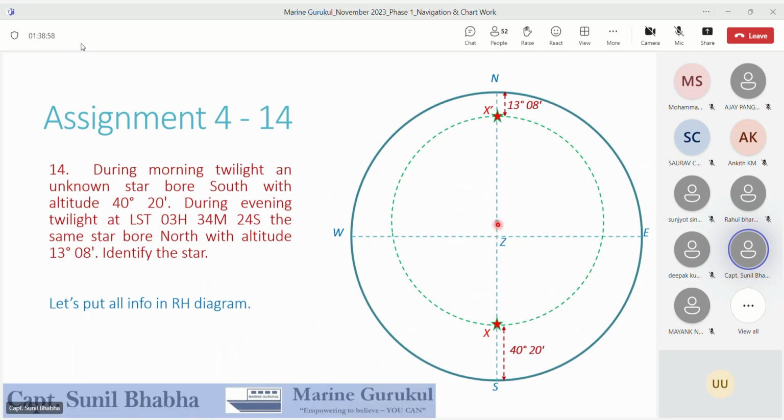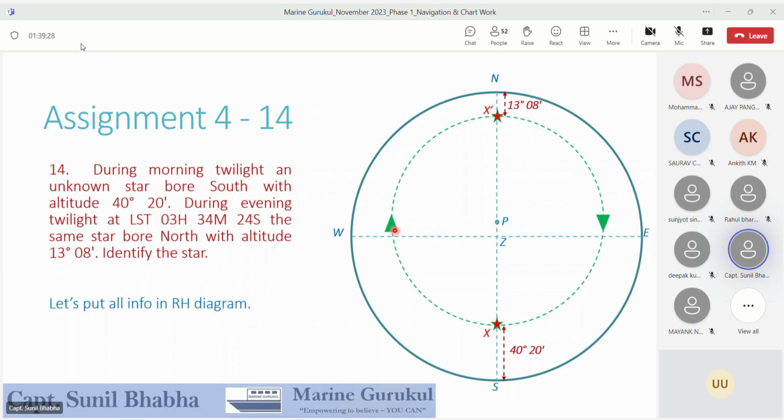The center will be north of Z because you see Sx distance is 40.20, which is much greater as compared to Nx dash, which is only 13.08. So the circle is offset to the north. The center will be north of the zenith. And the center of the circle has to be the pole. We are aware that all the declination circles are centered at the pole.